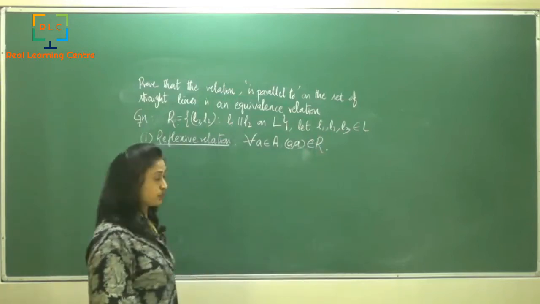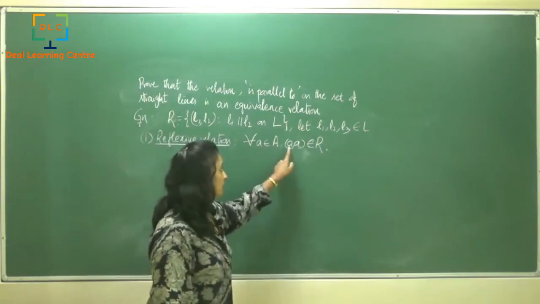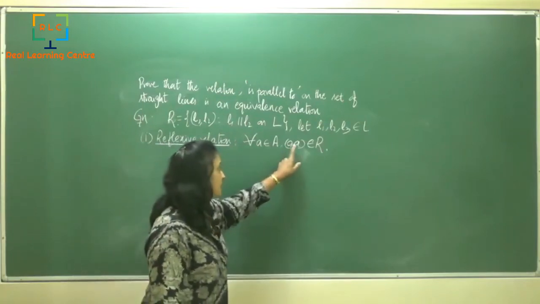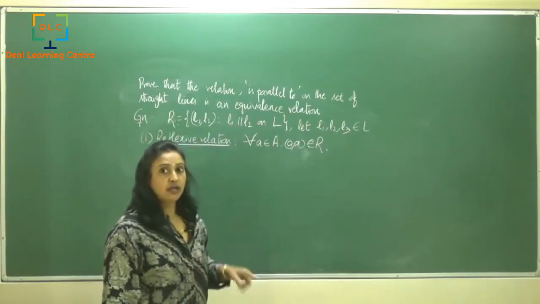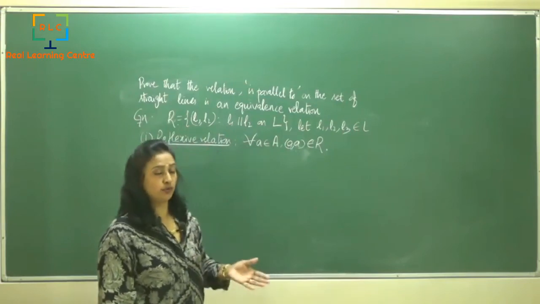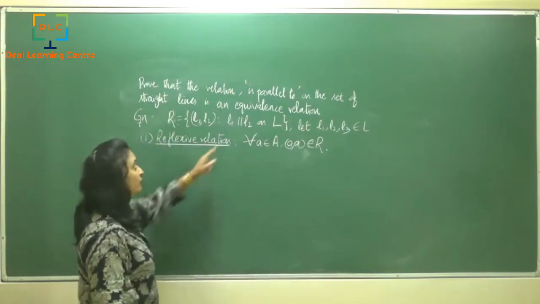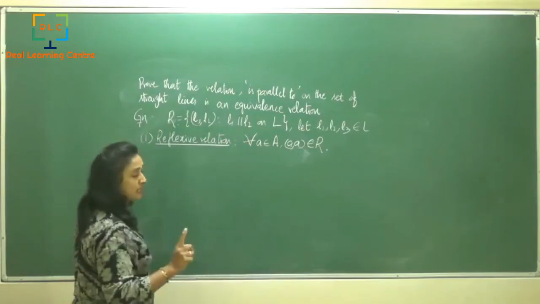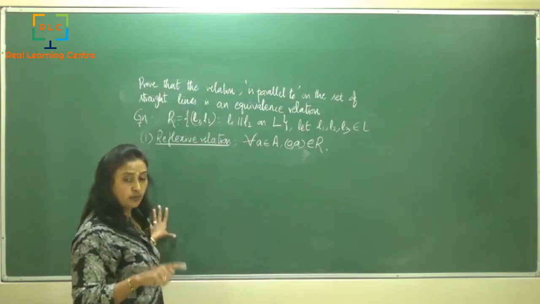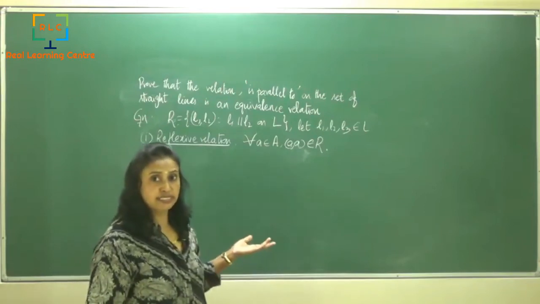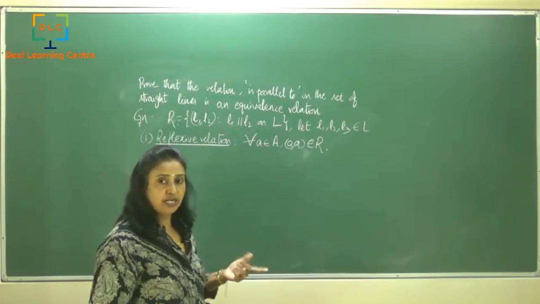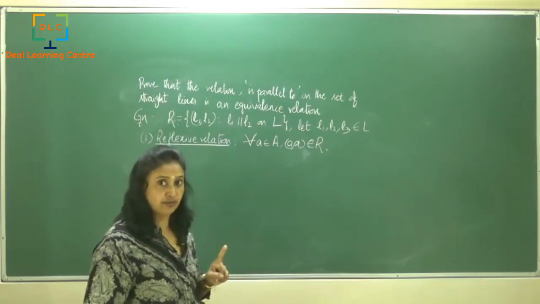I have a set of straight lines, and I'll be using only one element, and I'll repeat the same element in the relation. I'll apply the relation. It should be true. So how do you do it when they give you a statement like this? For the reflexive relation, take only one line, one element of that set. What is the set comprising of? The set comprises straight lines. So I'll take one straight line. I'll call it L1.